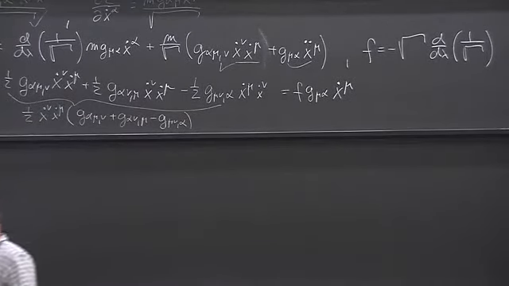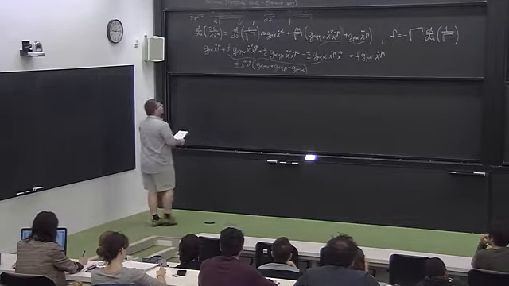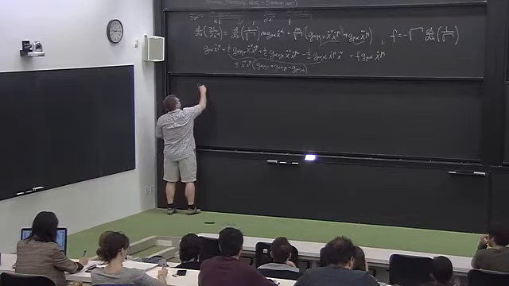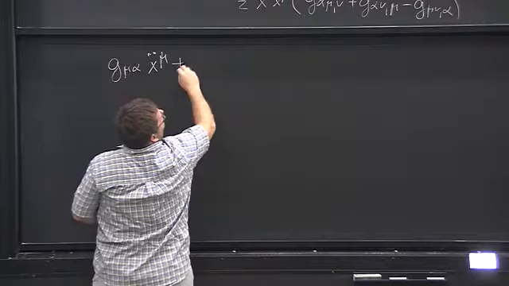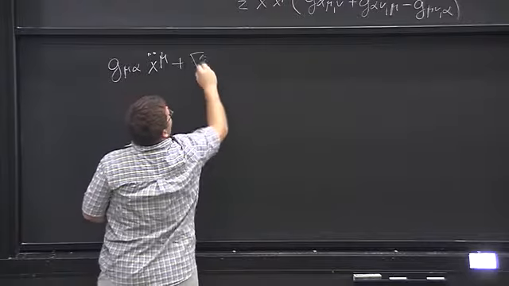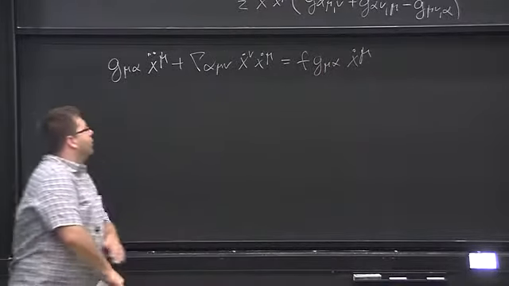So for those who came late, we are now abandoning Einstein's intuitive way of deriving Einstein's equations, and we are switching to variational principles, so Hilbert's way. So anyway, we have g_{μα} ẍ^μ + Γ_{αμν} ẋ^ν ẋ^μ equal to f g_{μα} ẋ^μ. So this is what we derived.